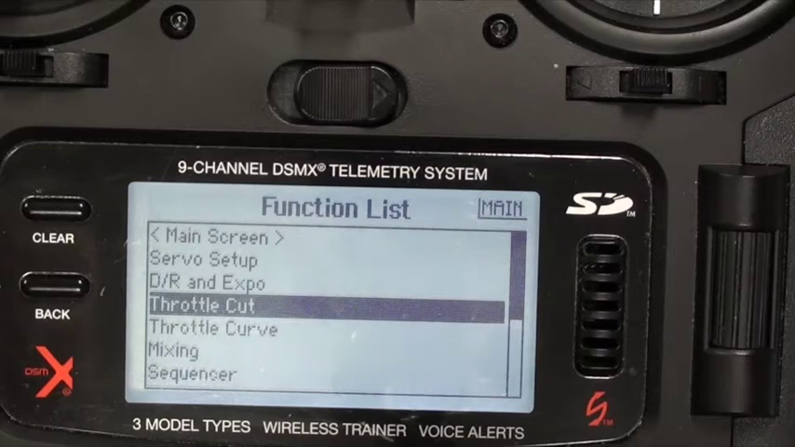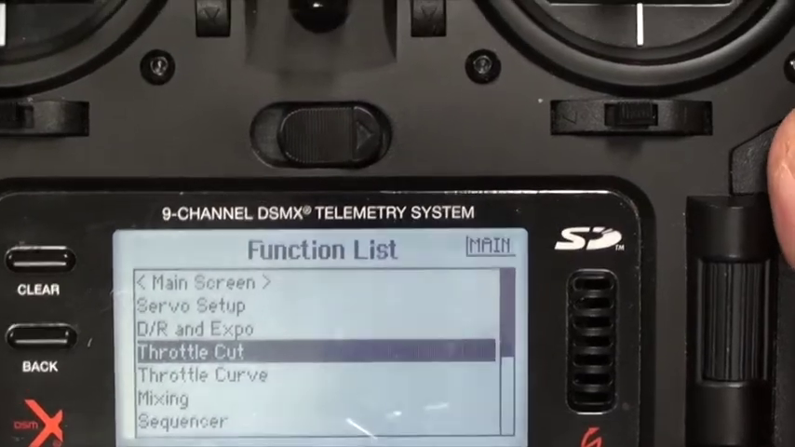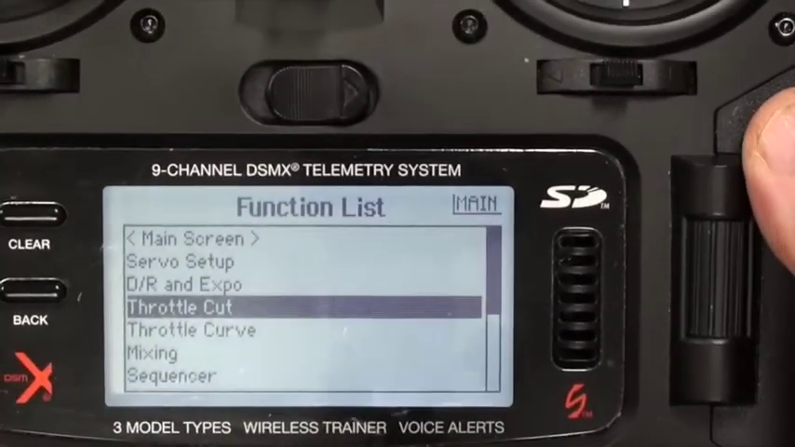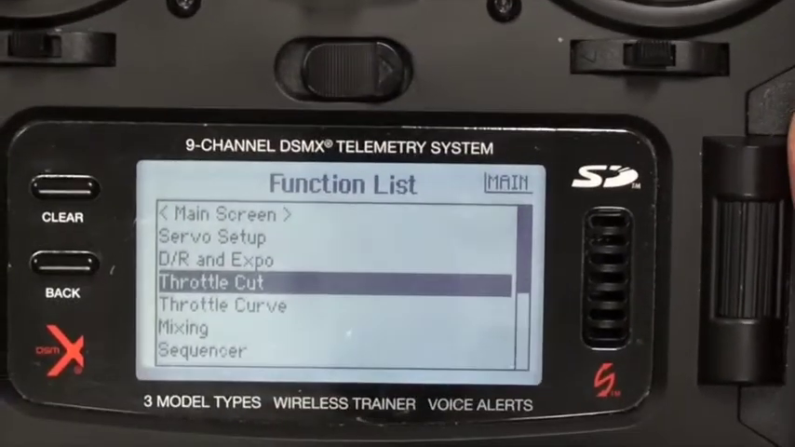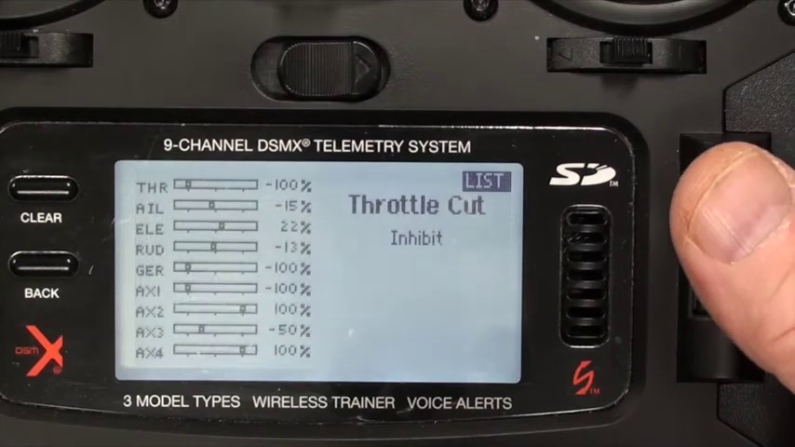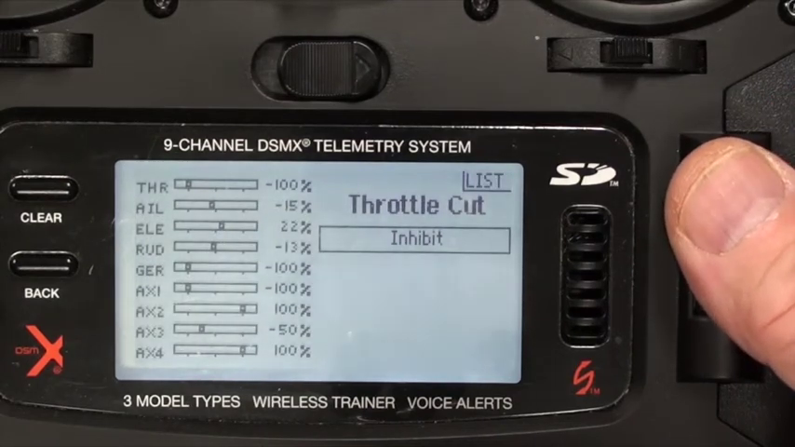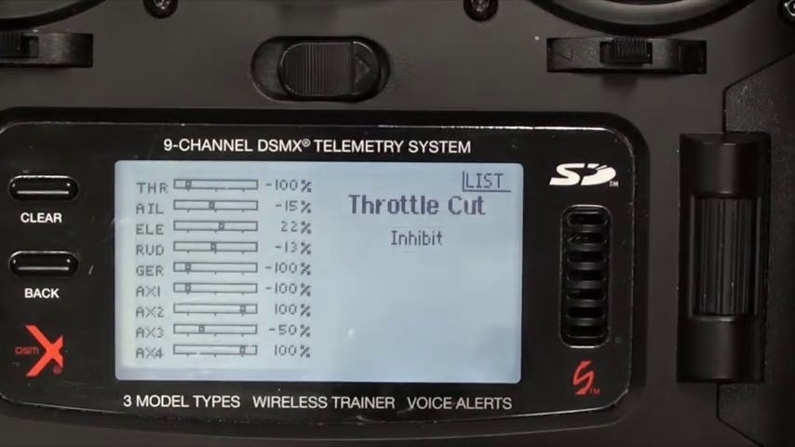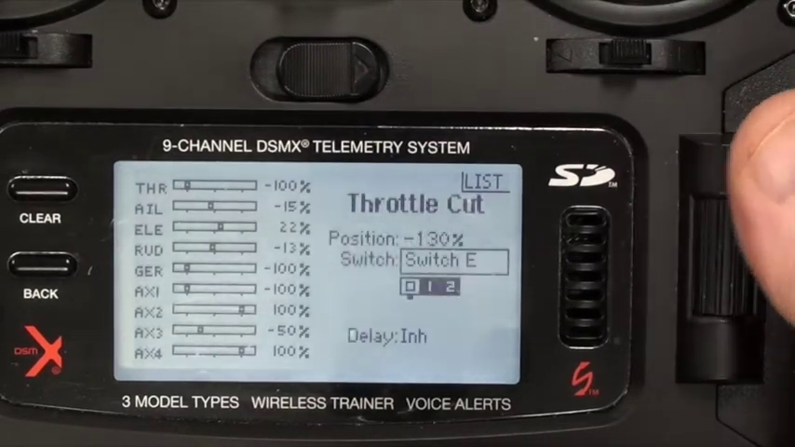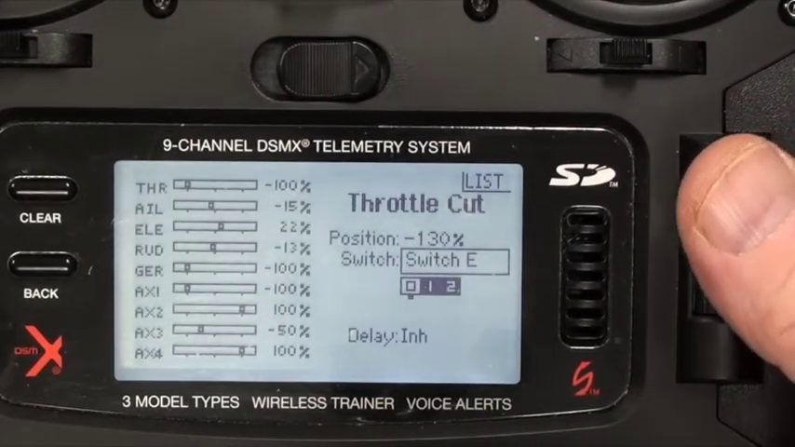And I use the same switch on all the aircraft so I don't get confused, so that's my throttle cut on all my other airplanes too. So I'm going to use that switch E. I'm going to go into this, looking good here, throttle cut, and instead of inhibit, I'm going to let it start blinking and move switch E here.